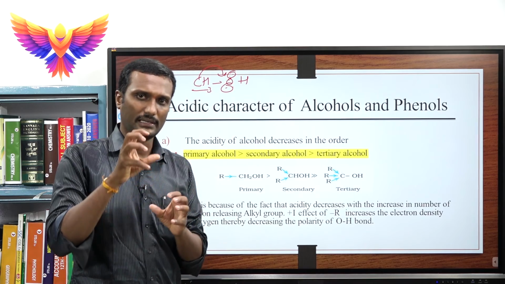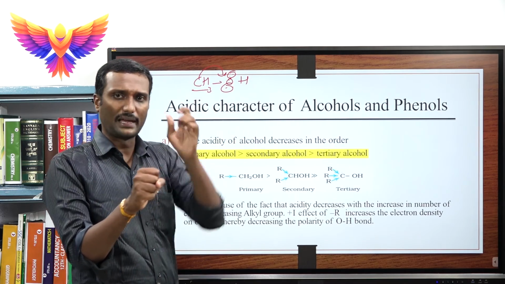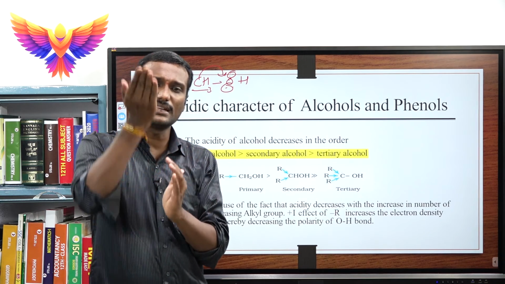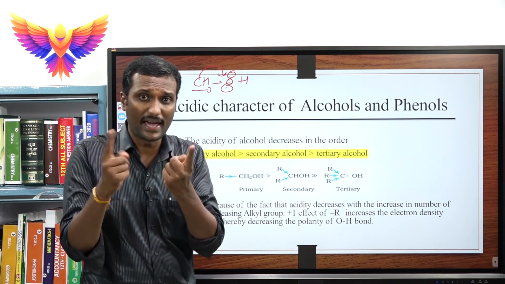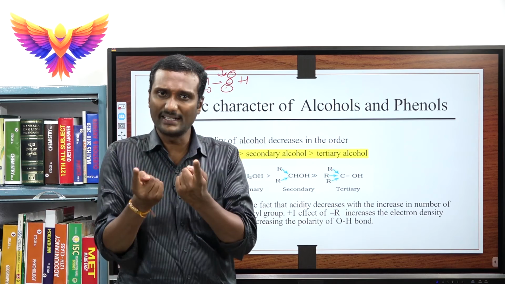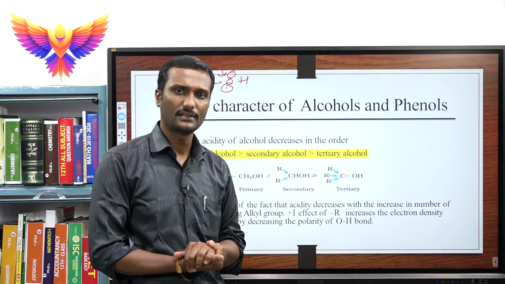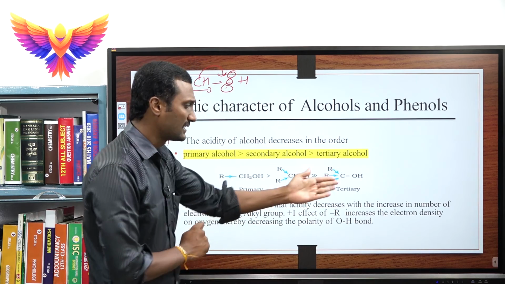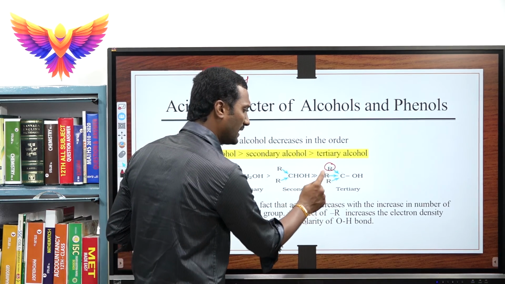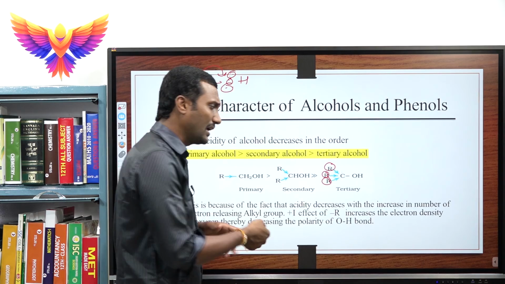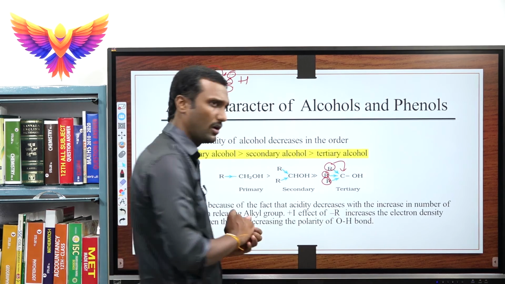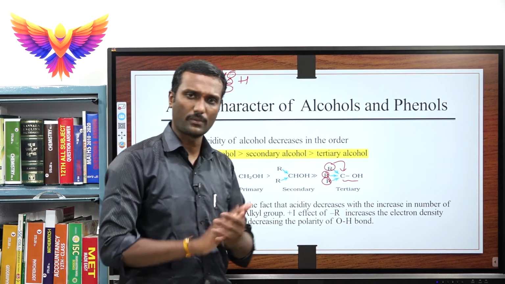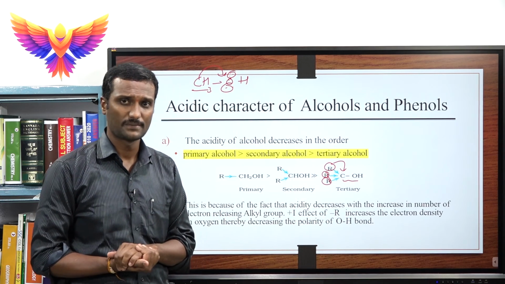Try to understand, near the oxygen, when the number of electrons increases, there is an increase in the electron density on the oxygen. Then the polarity is disturbed, and when the polarity is disturbed, the acidic nature is also disturbed, right? If you see here, there is a tertiary alcohol with 3 alkyl groups. These 3 alkyl groups give electrons to the carbon, and then to the oxygen, so the electron density increases between the carbon and oxygen, hence the polarity decreases.